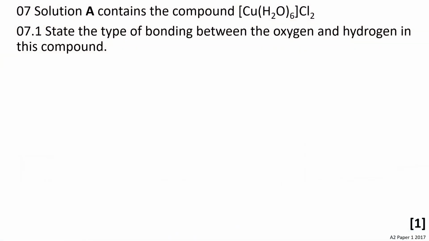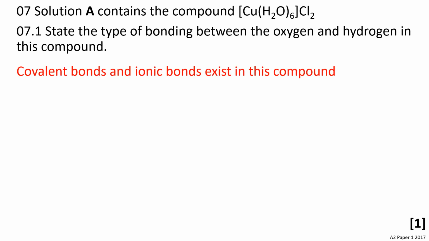Here's the first part of the question. Solution A contains the compound [Cu(H2O)6]Cl2. State the type of bonding between the oxygen and hydrogen atoms in this compound. Both covalent bonds and ionic bonds exist in this compound.